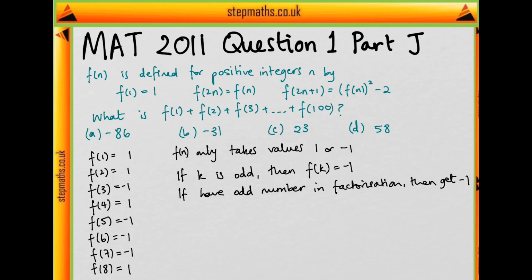And so we see that the only numbers which are going to give us positive 1 are the ones which are 2 to some power, because these are the only numbers which don't have any odd numbers in their factorization. And indeed, if we look at this, 2 to the 0, 2 to the 1, 2 to the 2, 2 to the 3 are the only numbers that we got which were 1, and the rest were minus 1s.